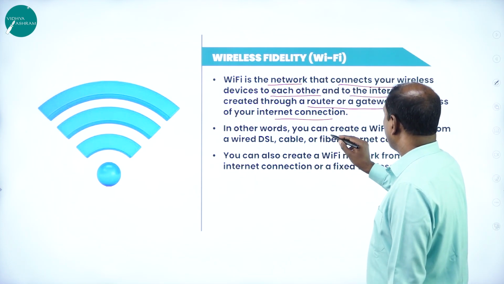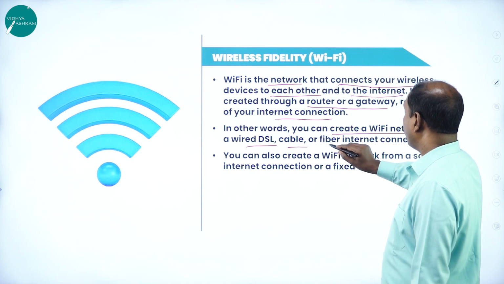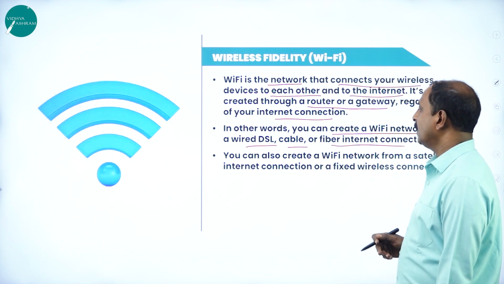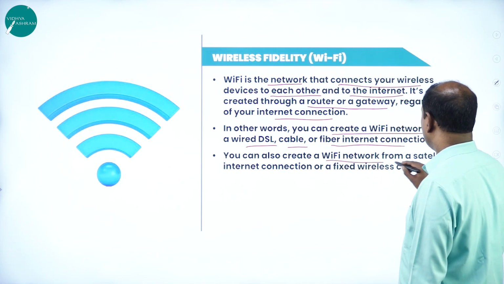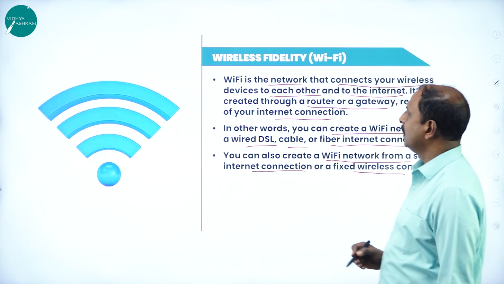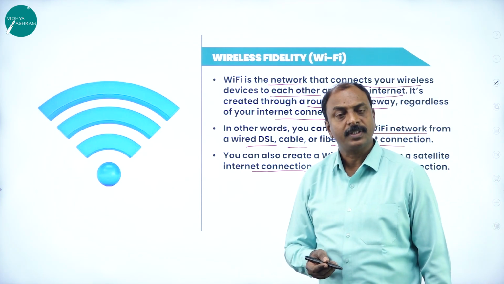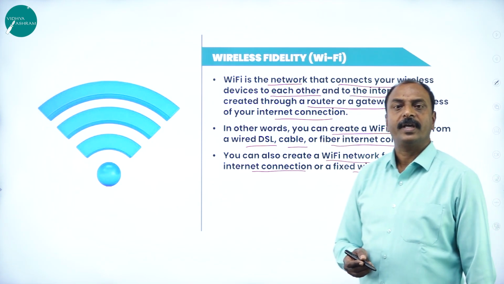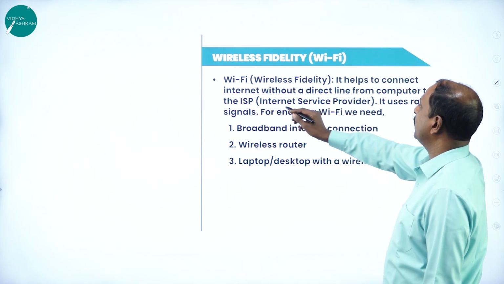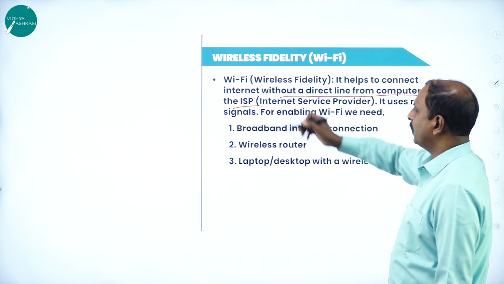In other words, you can create a Wi-Fi network from a wired DSL, cable or fiber internet connection. It is possible to have Wi-Fi connectivity through different means. You can also create a Wi-Fi network from satellite internet communication or a fixed wireless connection. So it is Wi-Fi or wireless fidelity, a type of wireless network that connects two different wireless devices. Next slide: Wi-Fi helps to connect to the internet without a direct line from the computer to the ISP. Normally, what is ISP?